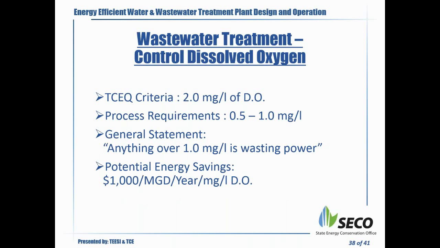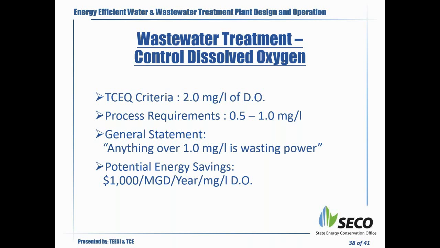And my general statement is anything over 1.0 is wasting power. So just keep that in mind. If you're trying to keep your plants at a 2.0 DO, that's too much. Cut it down to a 1 and see what happens, and then go as low as you can go before you start losing your treatment efficiency.